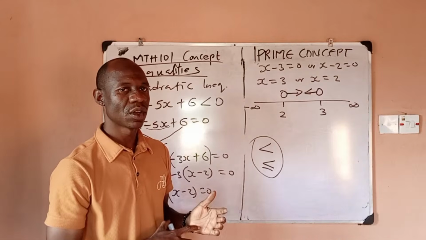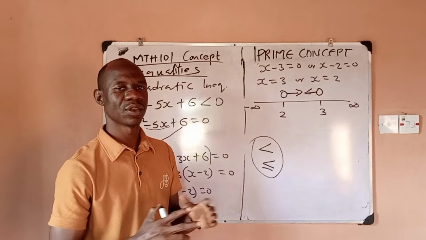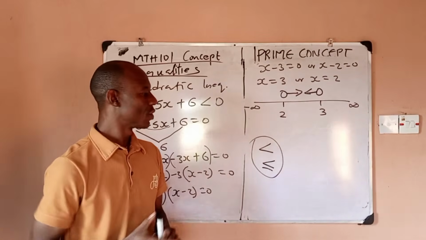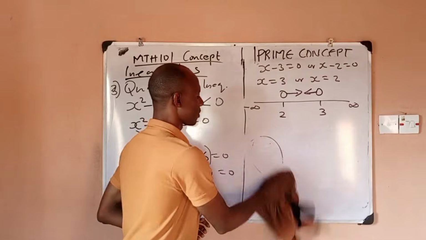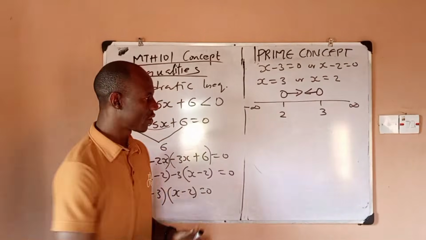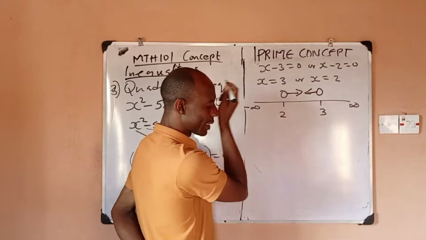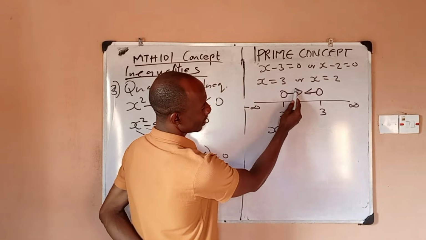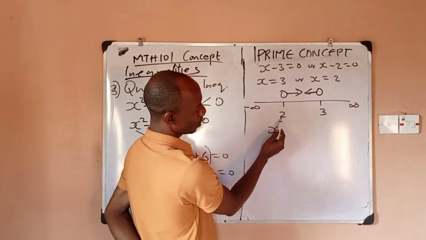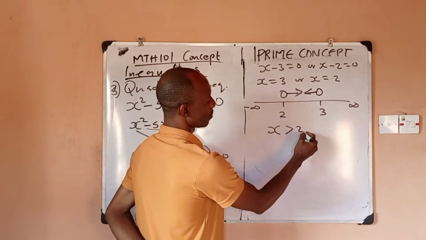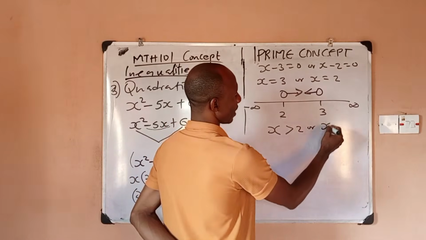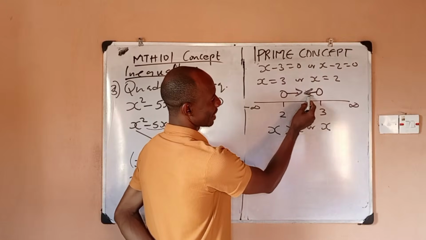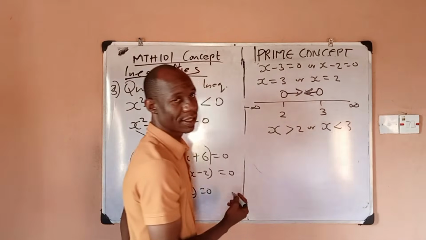We carry out what you call sign test, but don't do it in exam so you don't waste your time. So your answer will move towards what? Each other. So it means that the answer to this question, one of them is x greater than 2, and the other is x less than 3. This is my answer.